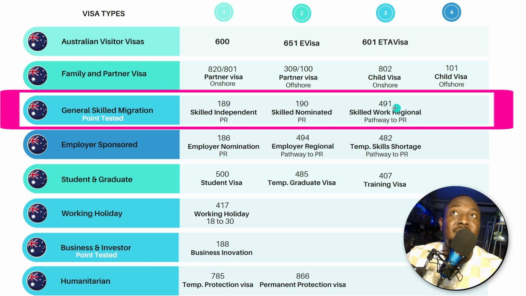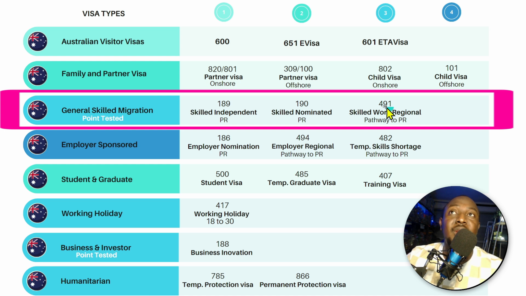Okay, so this visa subclass 491 has got the largest occupation list ever. Coming here to work under a regional part of Australia is going to be more lenient, because they've got the largest occupation list as compared to these two. So 189 got the smallest occupation list, 491 got the largest occupation list.